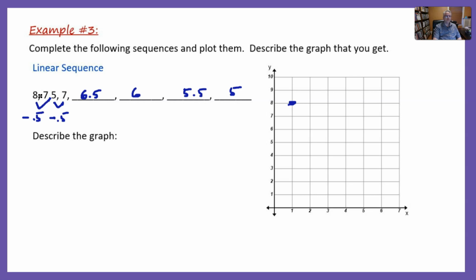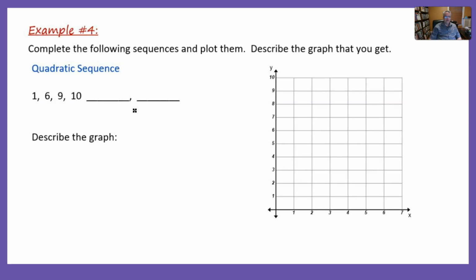The second term is 7.5, so when x is 2, I'm going to apply 7.5, which is about there. The third term is 7, sorry, so I'm going to apply it there. It's going down by a half each time. So when I plot these, what we get is a line. It's a linear pattern. It's changing at a constant rate. That's how we can tell it's a linear pattern. It's going down by a half each time.